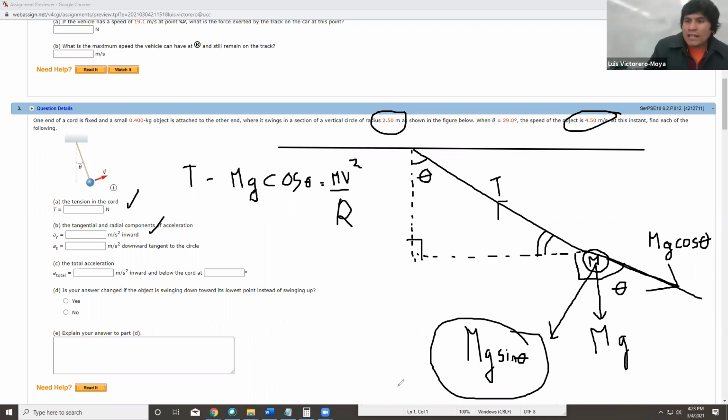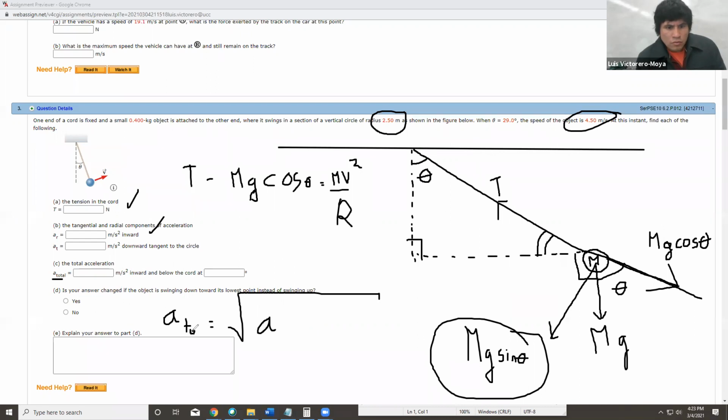How do you find the total acceleration? The total acceleration is the square root of the tangential acceleration squared plus the radial, or centripetal, acceleration squared. Okay?